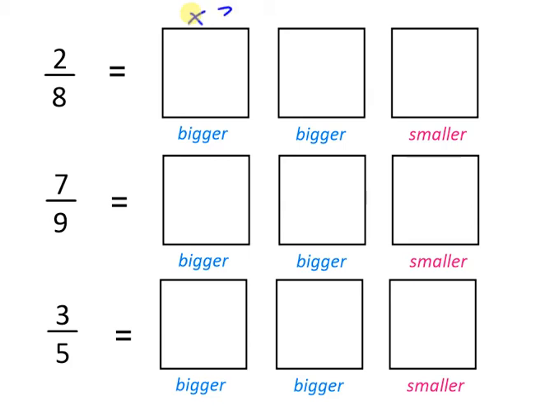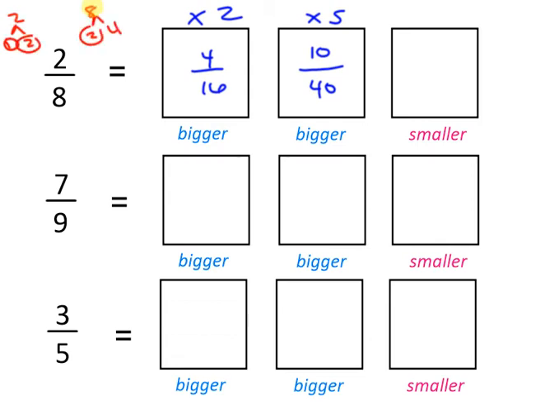So over here, I'm going to multiply times 2, over here by 5. So 2 times 2 is 4, 8 times 2 is 16. Now I'm going to multiply by 5. 2 times 5 is 10, 8 times 5 is 40. This time I want to go smaller though. My GCF here, make my factor tree real quick. And it looks like my GCF is going to be 2, so I'm going to divide by 2. 2 divided by 2 is 1, 8 divided by 2 is 4.